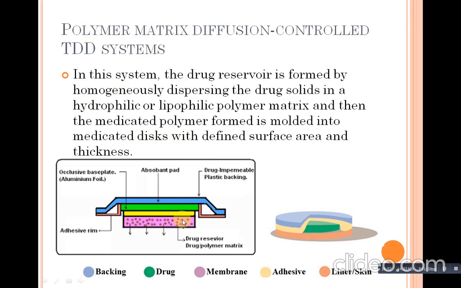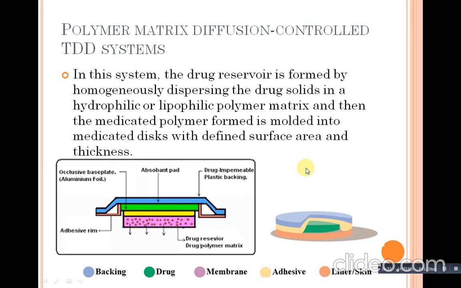Here the drug molecules are dispersed into the polymer matrix, and this is the backing layer. Sometimes, as per the requirement, we can add additional components like an occlusive base plate. This is the adhesive film which is all around the patch. Then there is a drug impermeable plastic membrane and an absorbent pad; the green color indicates the absorbent pad. In the simplest design, the blue color is again the backing membrane, then adhesive, drug, and this is the liner which is to be removed before the application.